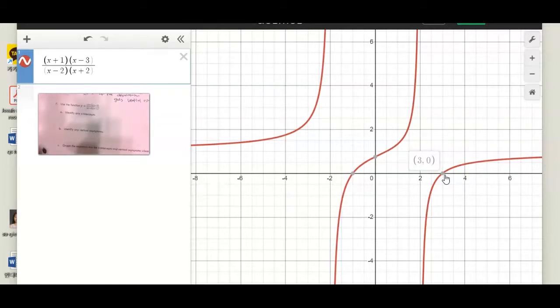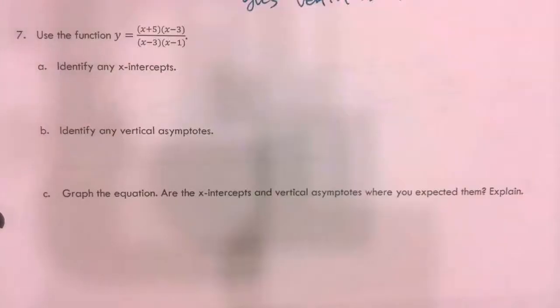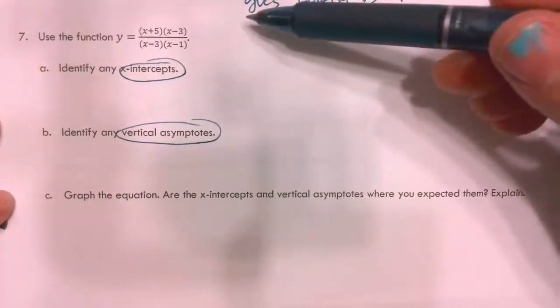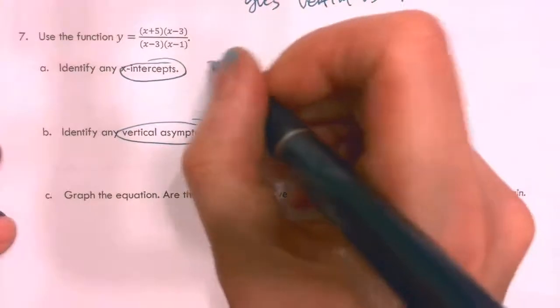You know what? I don't think I need the graph anymore. So let's go back to the whole screen. There you go. Use the function, identify the x-intercept. Without the graph, you should just be able to find what the x-intercepts are and what the vertical asymptotes are from the equation of the function. So how do you find the x-intercept? The x-intercept is found by setting the zeros of the numerator, right?